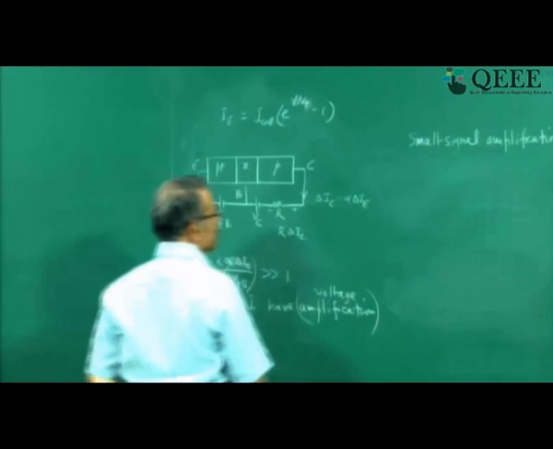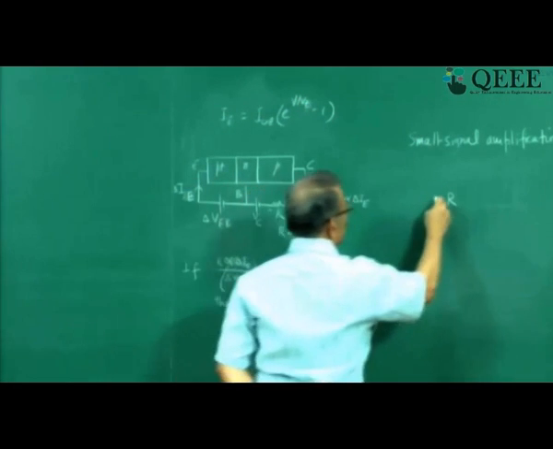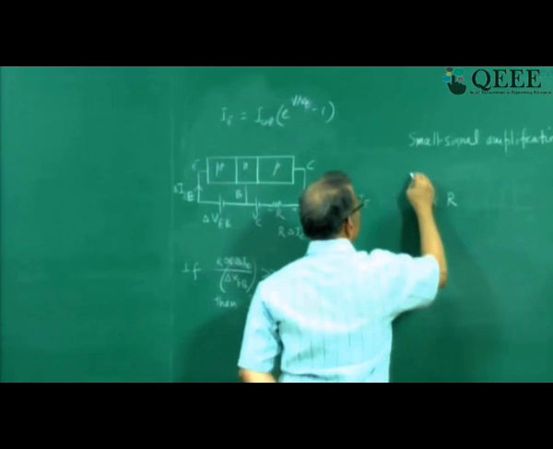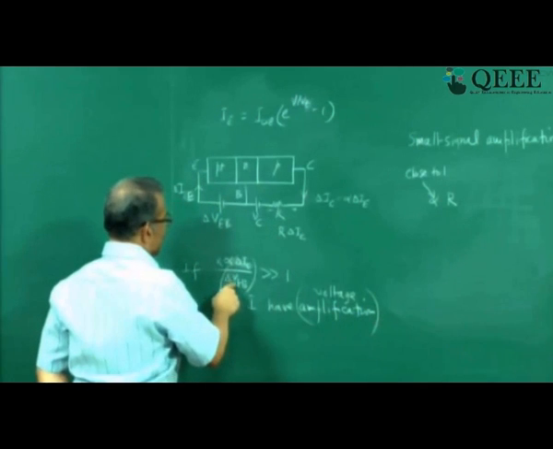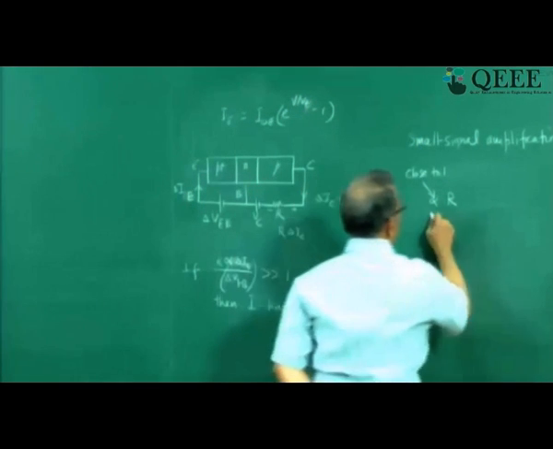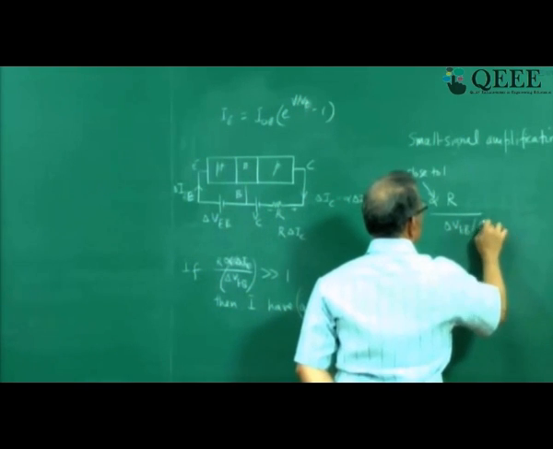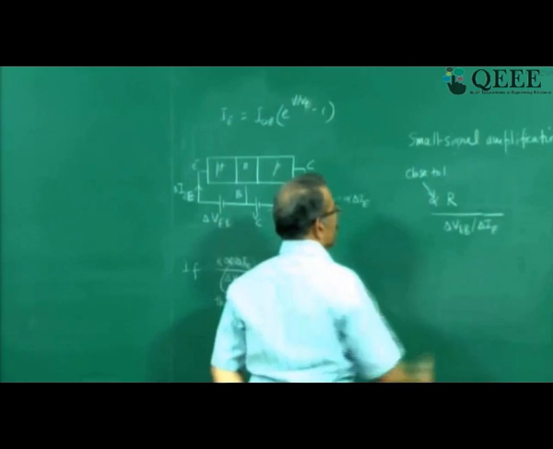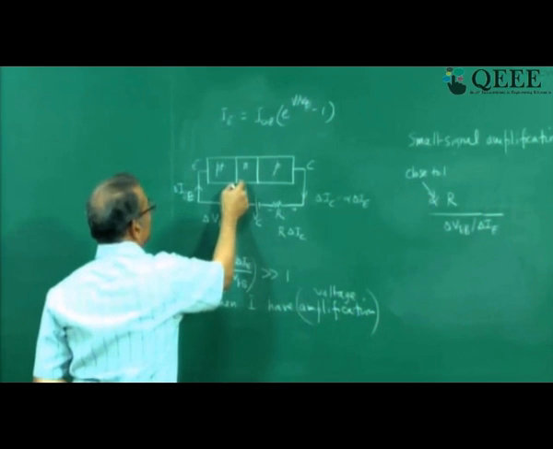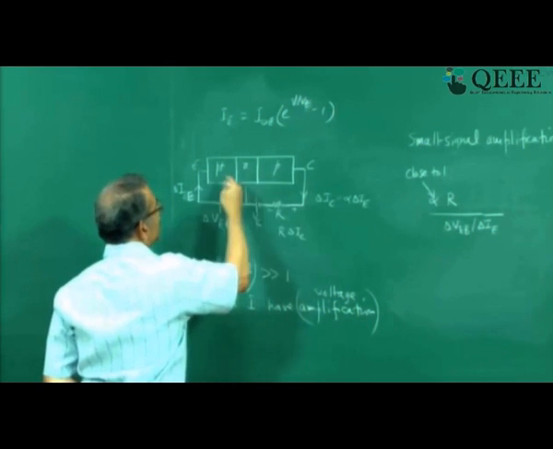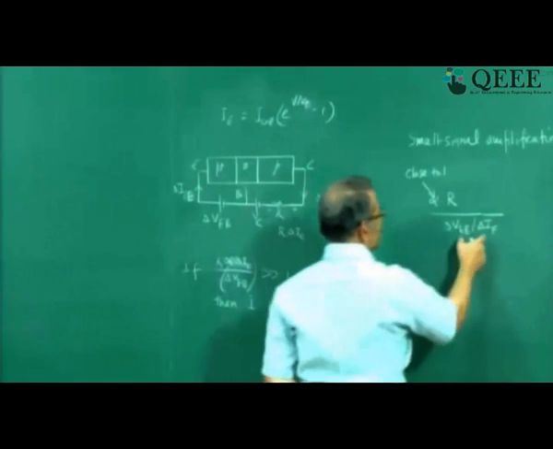So let me write that here: R into alpha, which is very close to 1, divided by delta VEB by delta IE. That is also a resistance. So I should compare this resistance R with the small signal resistance of the diode. That is a transfer resistor. The current is being transferred from a small resistance to a larger resistance. So this is the small resistance.